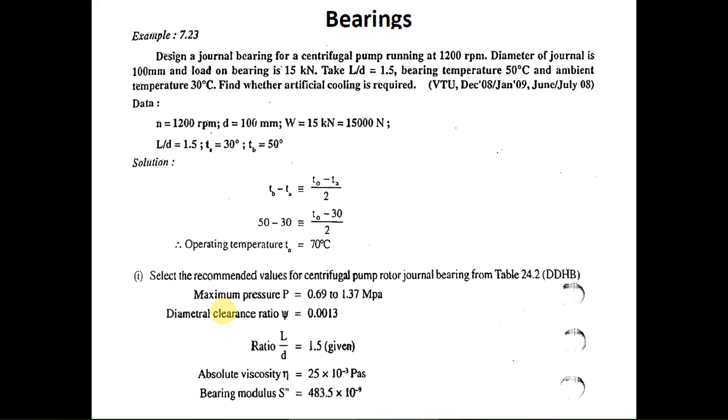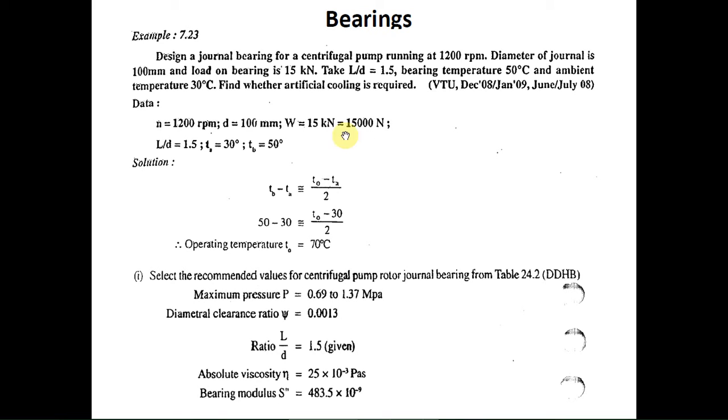Now the problem is like this. Design a general bearing for a centrifugal pump running at 1200 rpm. Diameter of the journal is 100 mm. The load on the bearing is 15 kilonewton. Take L by D equal to 1.5. Bearing temperature is 50 degrees centigrade and ambient temperature is 30 degrees centigrade. Find whether artificial cooling is required or not. This is asked many times in the examination. It's a straightforward problem, and such problems usually come in examinations. So as per the procedure, you will solve the problem.